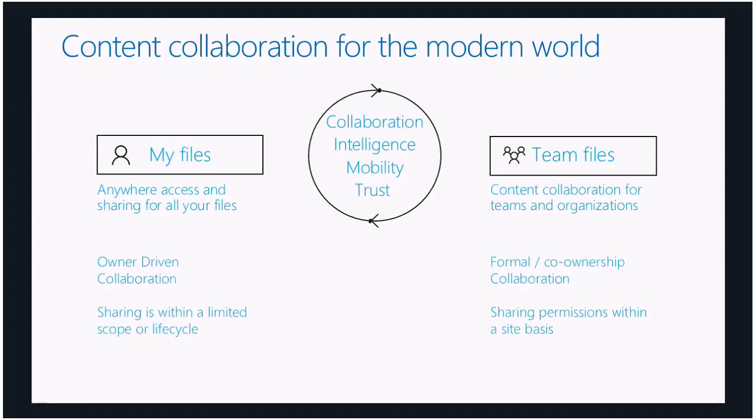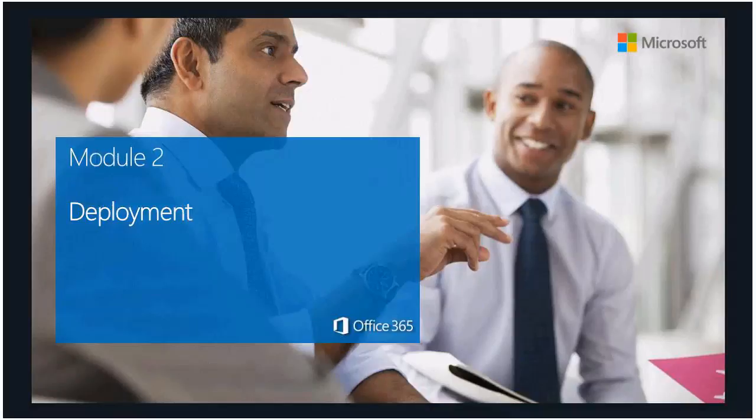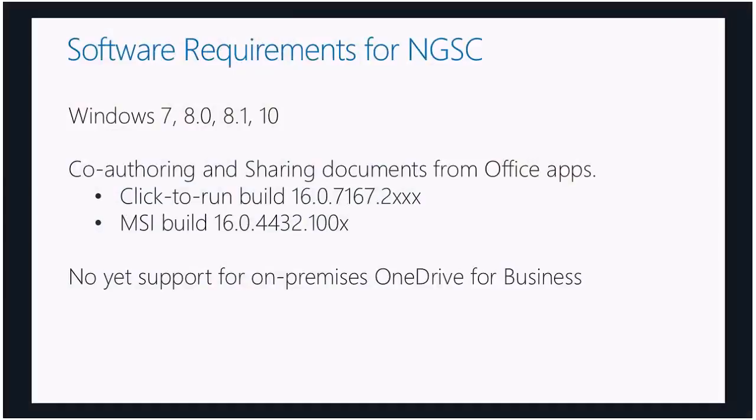The second point, in module 2, we will be talking about deployment. So how we deploy OneDrive for Business to our customers. In these slides, we will give you information about the software requirements for the NGSC. So what exactly is the NGSC? This is the acronym for the next generation sync client. You have probably heard about the OneDrive for Business that is brought in with Office.